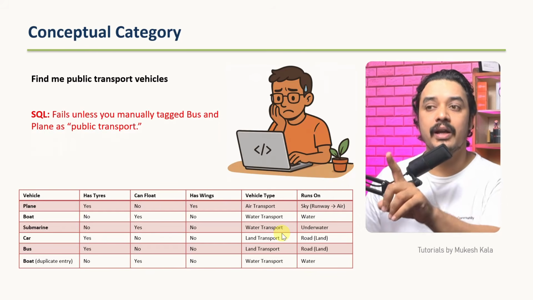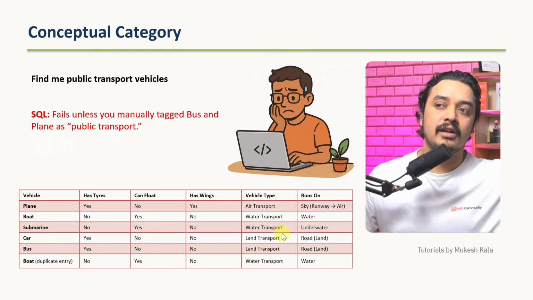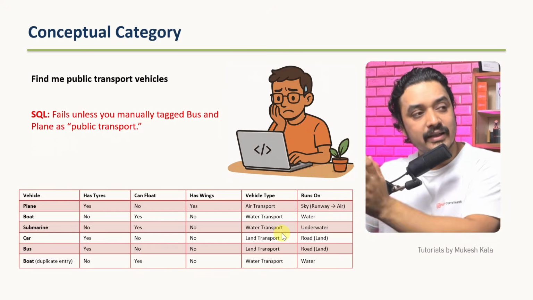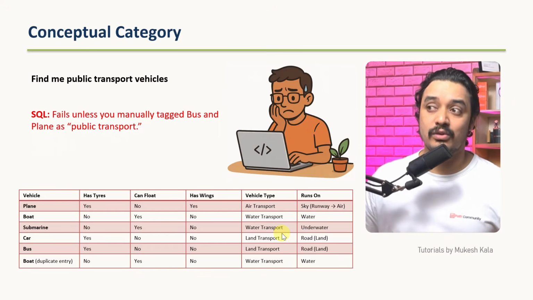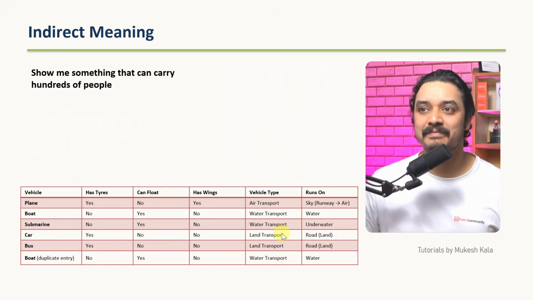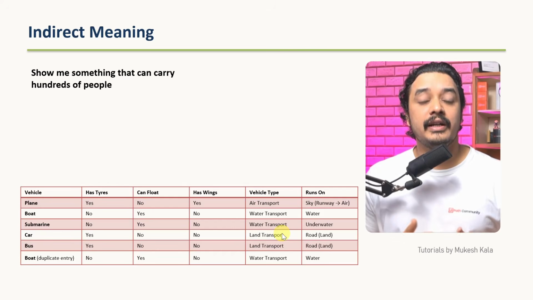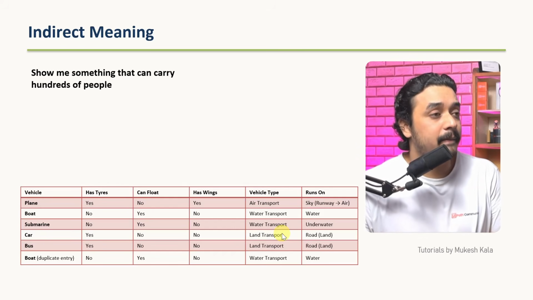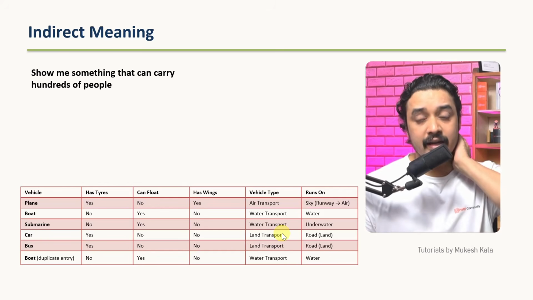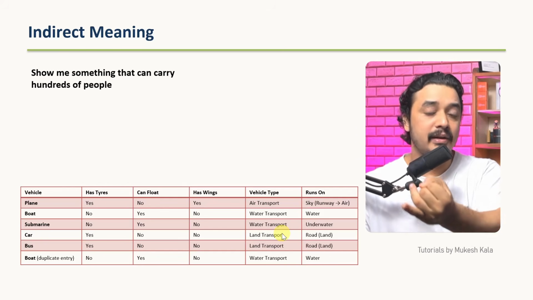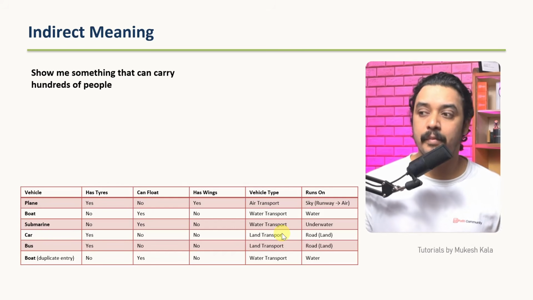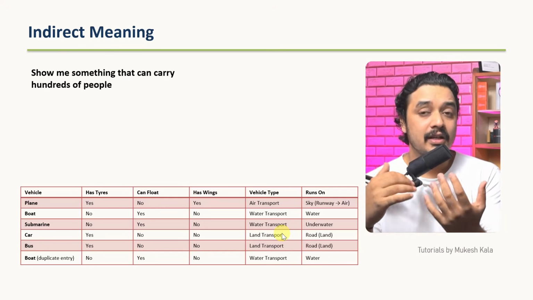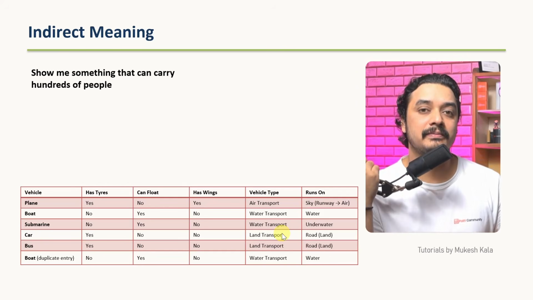SQL fails unless you have tagged the bus and the plane to the public transport category, which you have not done. So either you go on manipulating and adding these columns, or you need to find a better solution. See the developer getting worried now, right? You can also get indirect meanings, such as: show me something that can carry hundreds of people. As a human, I understand that hundreds of people can be accommodated maybe in a bus or in a plane. But in this database structure which I have created, there is nothing, because the user is asking an indirect meaning question. Now what do I do?